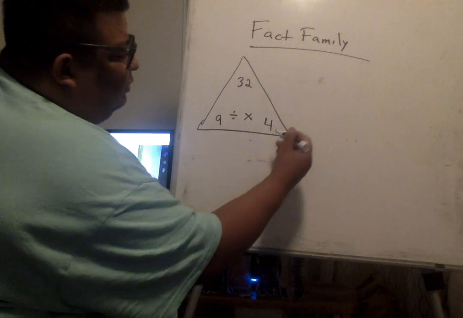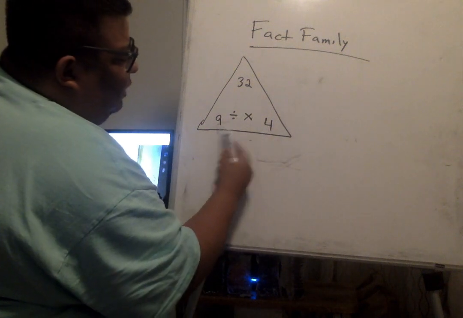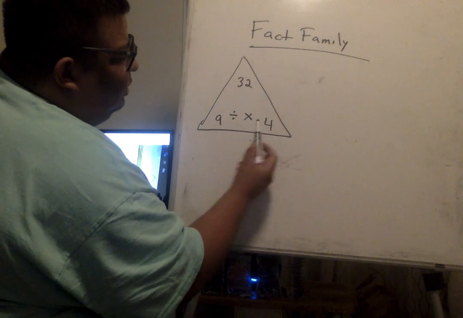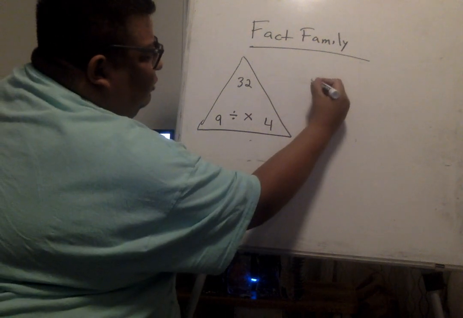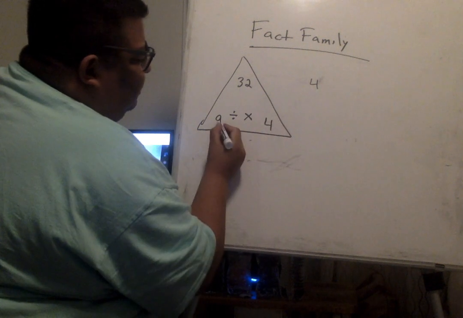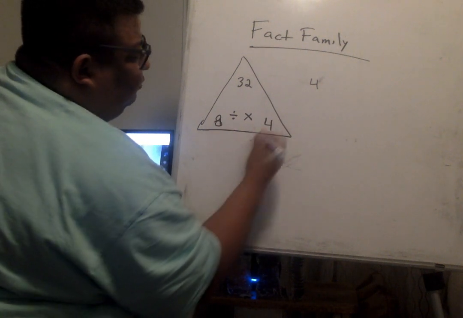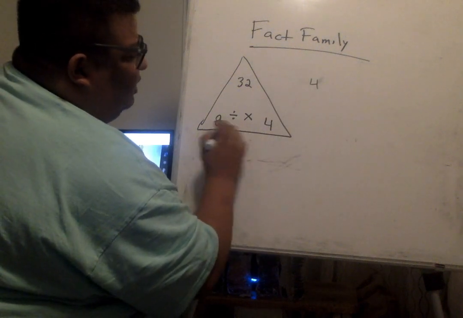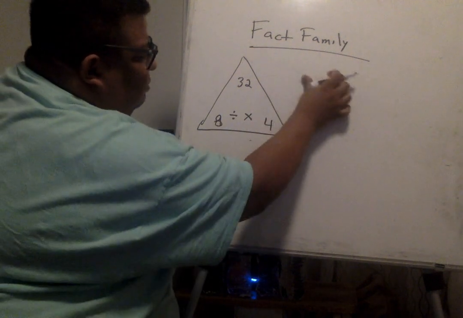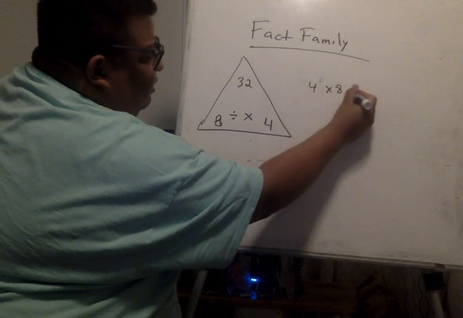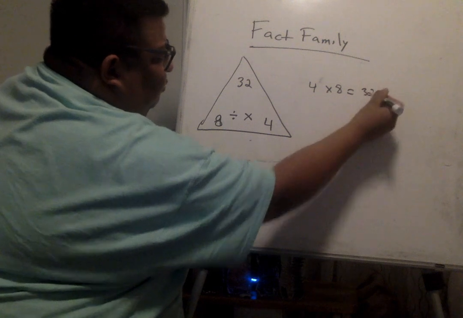So can you write me 4 facts about 9, 4, and 32 using these two operators, division and multiplication? Yes, we can. So the first fact is going to be, let's make this an 8, to make it easy, because then we can relate it. 9 is not going to work. So let's make it a. So it's going to be 4 times a equals 32.